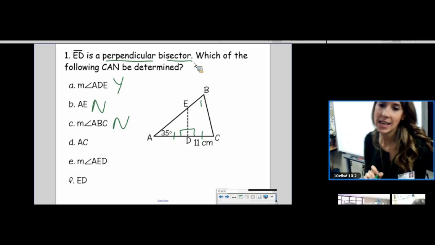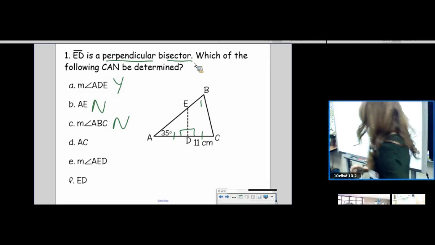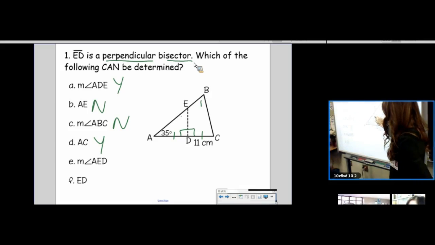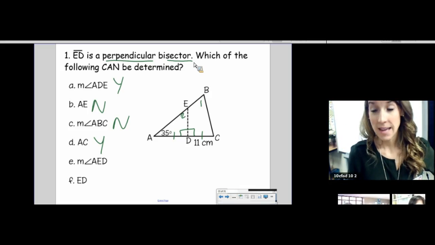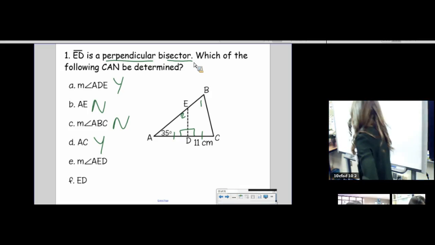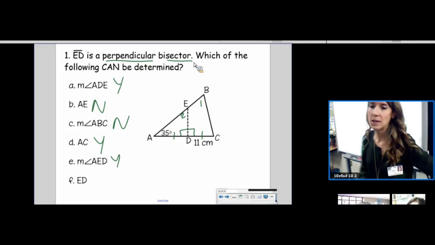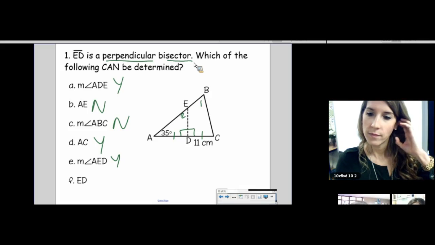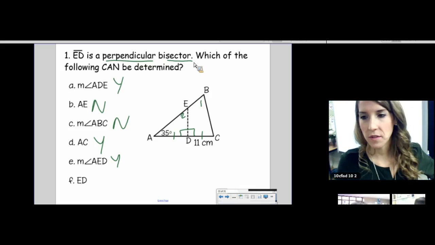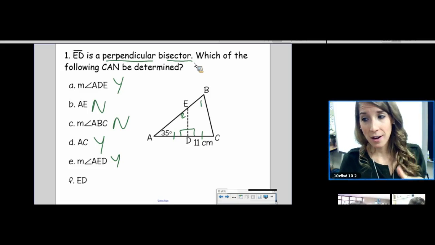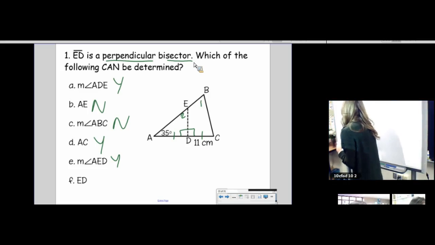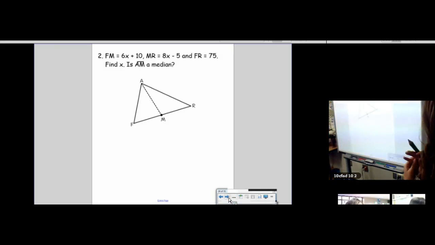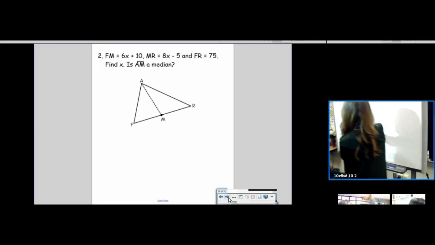The distance from A to C, can we determine it? Yes, it's 22. AED, can we determine that angle, angle 2? Yep, because we have the 90-degree angle marking. Yes, we could determine. And ED, can we determine the length of the perpendicular bisector inside the triangle? Nope, we don't have enough information. Now, if we knew AE, we could use Pythagorean theorem, but we don't know AE. So that would be a big old no. All right? Number 2, FM is 6x plus 10.